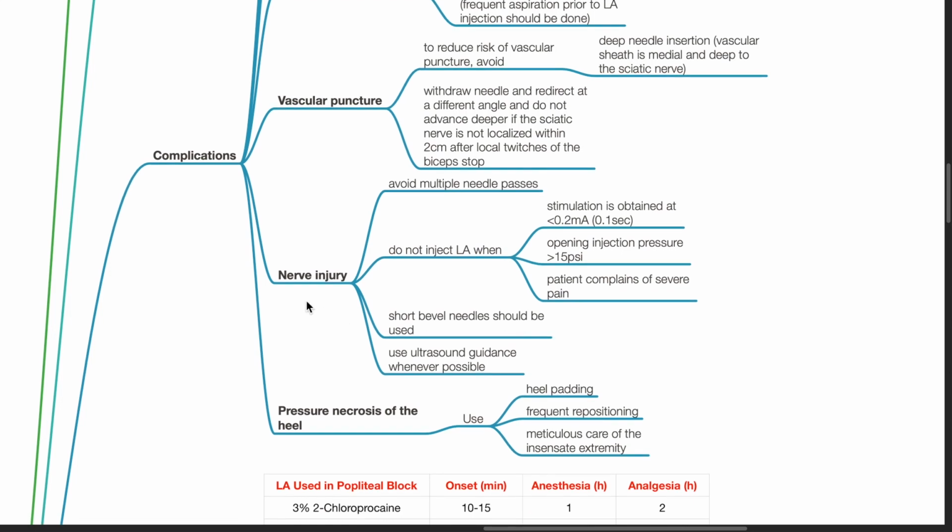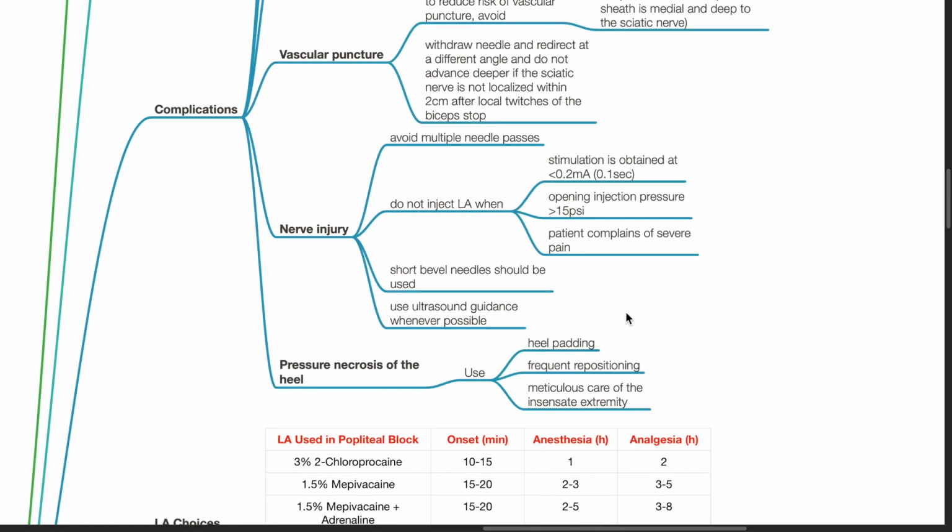Nerve injury. Avoid multiple needle passes. Do not inject LA when stimulation is obtained at less than 0.2 mA, 0.1 seconds, opening injection pressure more than 15 psi, or when the patient complains of severe pain. Short bevel needles should be used. Use ultrasound guidance whenever possible.